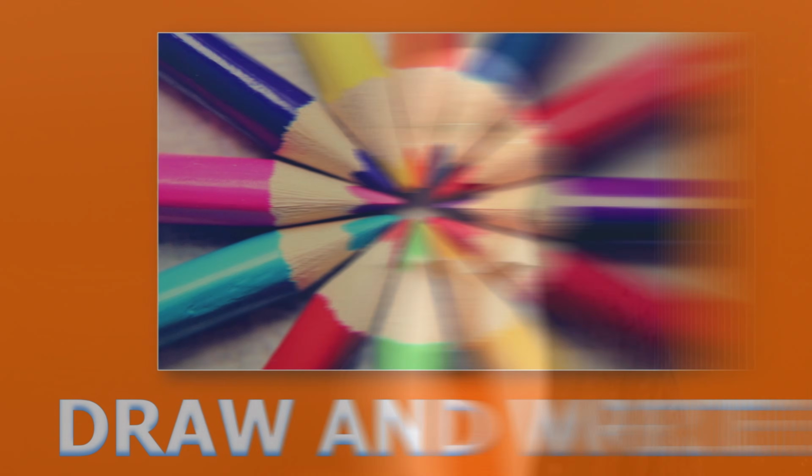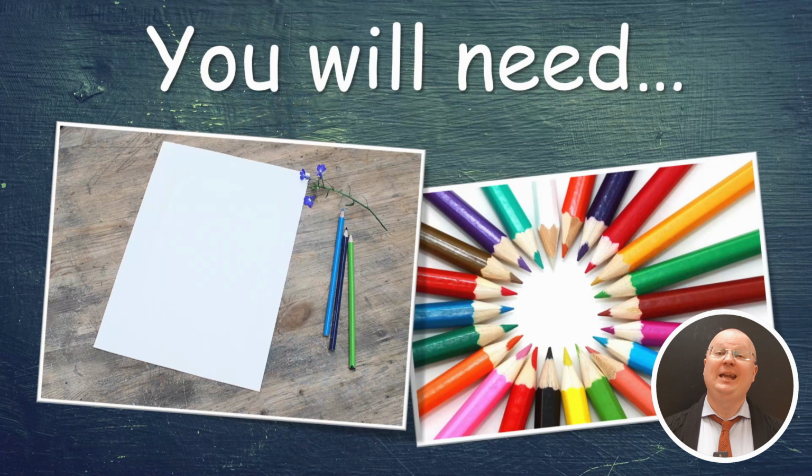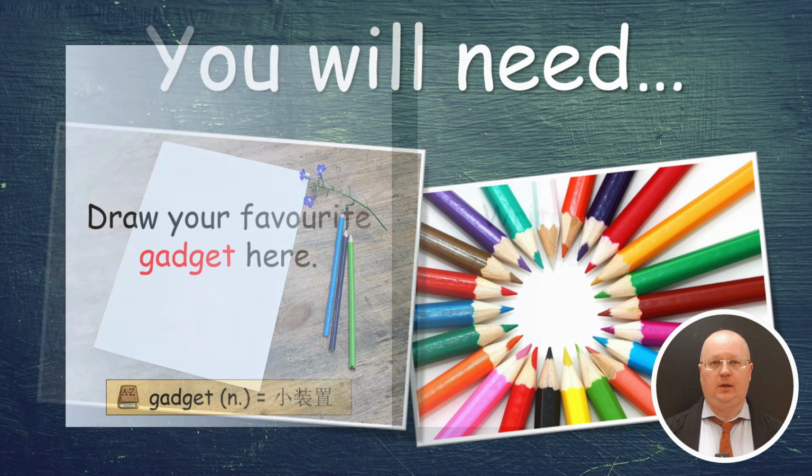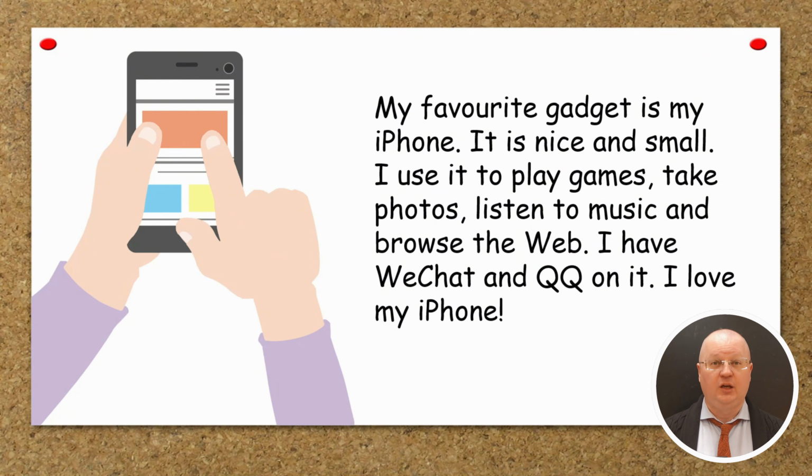Draw and write. When you have about 10 minutes left before the end of class, your students can make a quick poster or complete this activity in their notebooks. Here's how I model it for them. First, you'll need a piece of paper and a few colored pencils. Draw your favorite gadget in this space. Then write about it here. And finally, here's my model text to guide them.